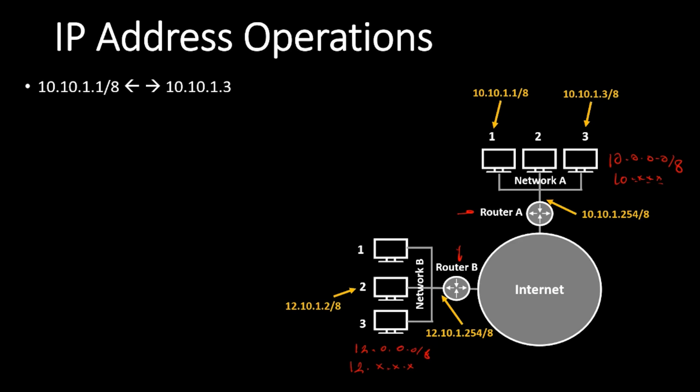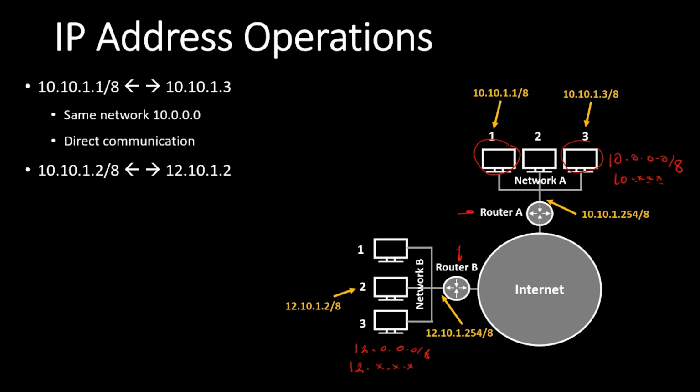Let's take two examples. If this device here, 10.10.1.1, wants to communicate with this device here, 10.10.1.3, they share the same network, which is 10, and they can communicate directly without going through any gateway because they have the same network part.